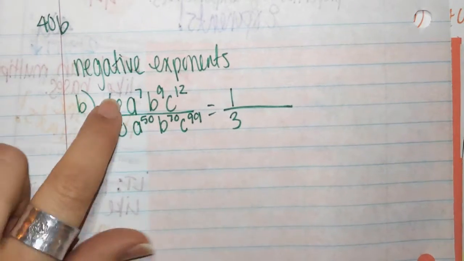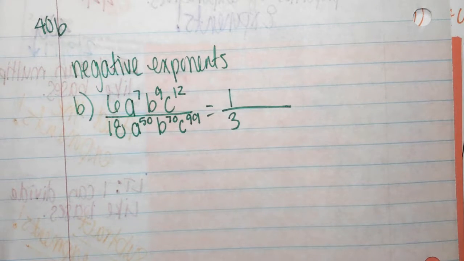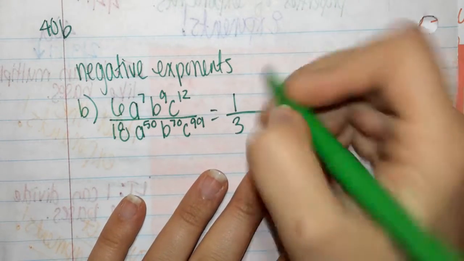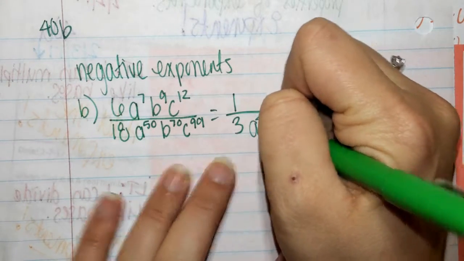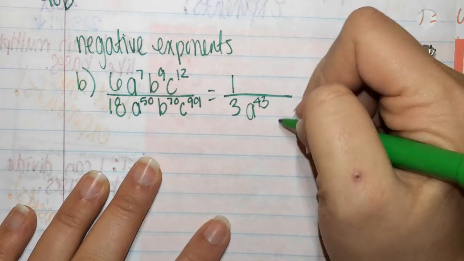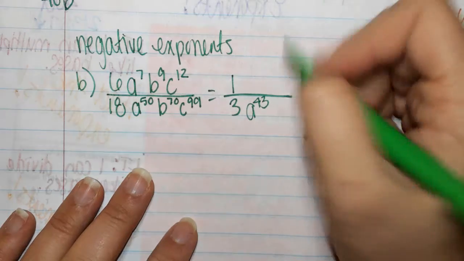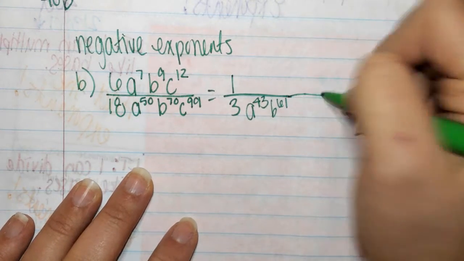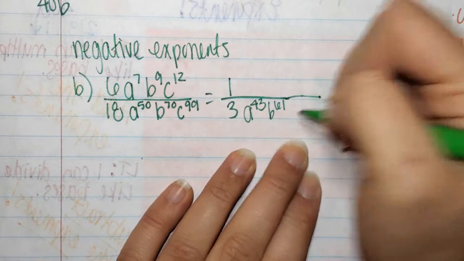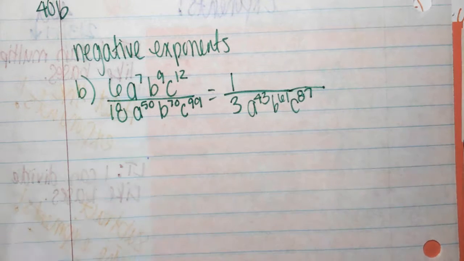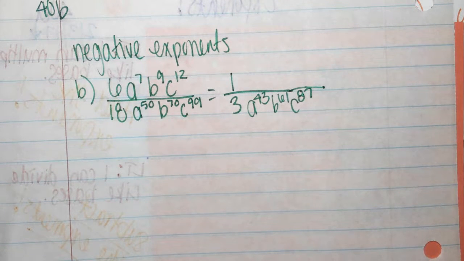Alright, so what are we going to do with the A's? Subtract them. So what's 7 minus 50? Does that go on top or bottom? Alright, what are we going to do with the B's? What's 9 minus 70? Top or bottom? What are we going to do with the C's? What's 12 minus 99? Top or bottom? Boom. That's all you had to do.